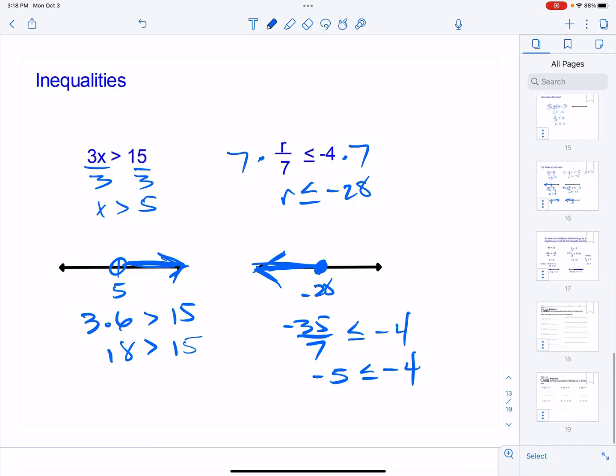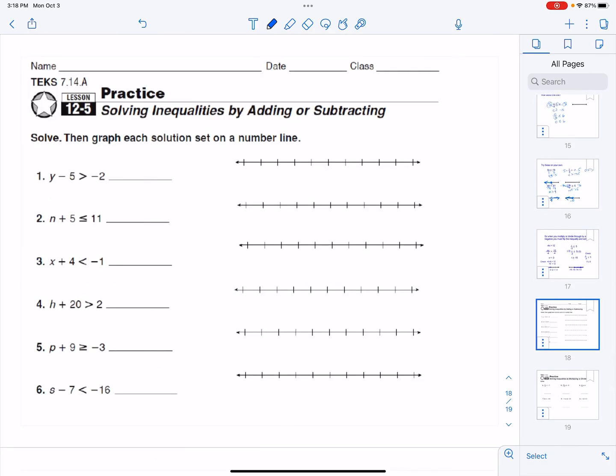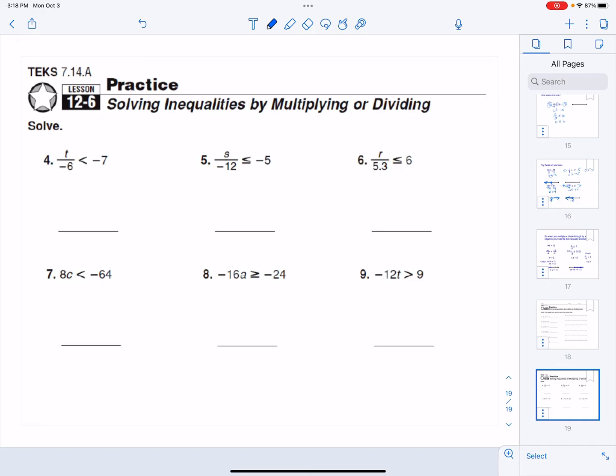Okay, so what we're going to do for our assignment today, something real simple. We'll just have you do a series of addition and subtraction problems and graph their solutions. And we'll have you do a series of multiply and divide questions, but no graph of the solution.